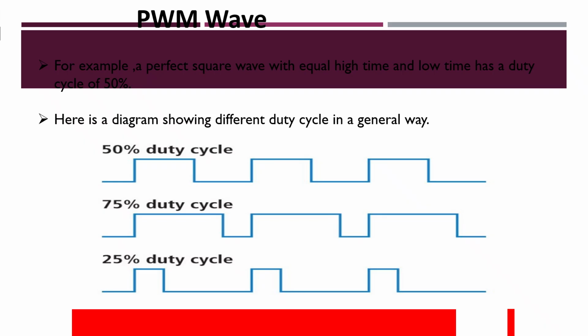The working principle of PWM consists of on time and off time, as I mentioned earlier. On time is T on and off time is T off. So the total period is T equals T on plus T off. The frequency will always be 1 by T, that is, frequency equals 1 by T.